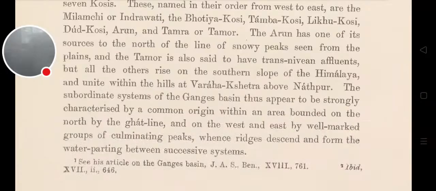The subordinate systems of the Ganges basin thus appear to be strongly characterized by a common origin within an area bounded on the north by the Ghat line and on the west and east by well-marked groups of culminating peaks, whence ridges descend and form the water parting between successive systems.